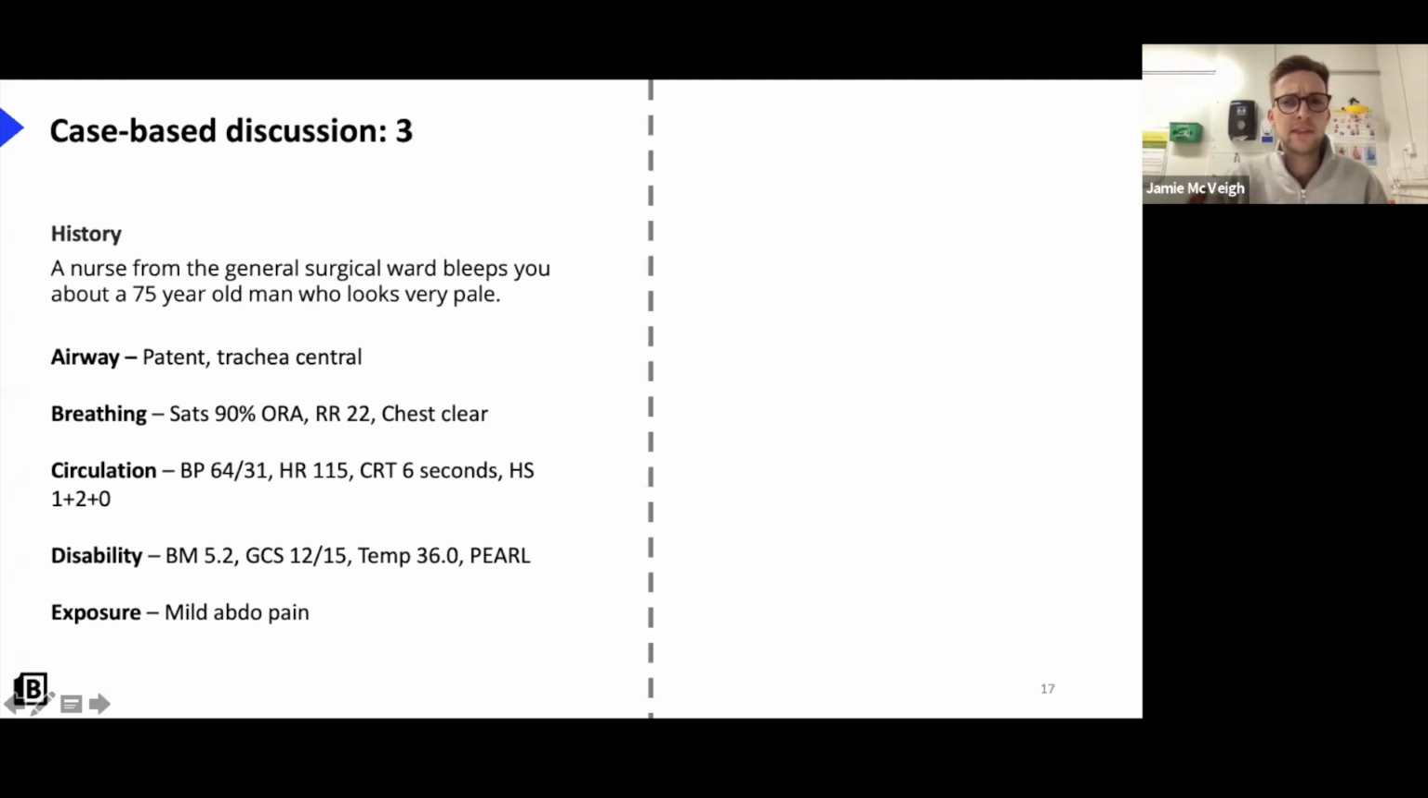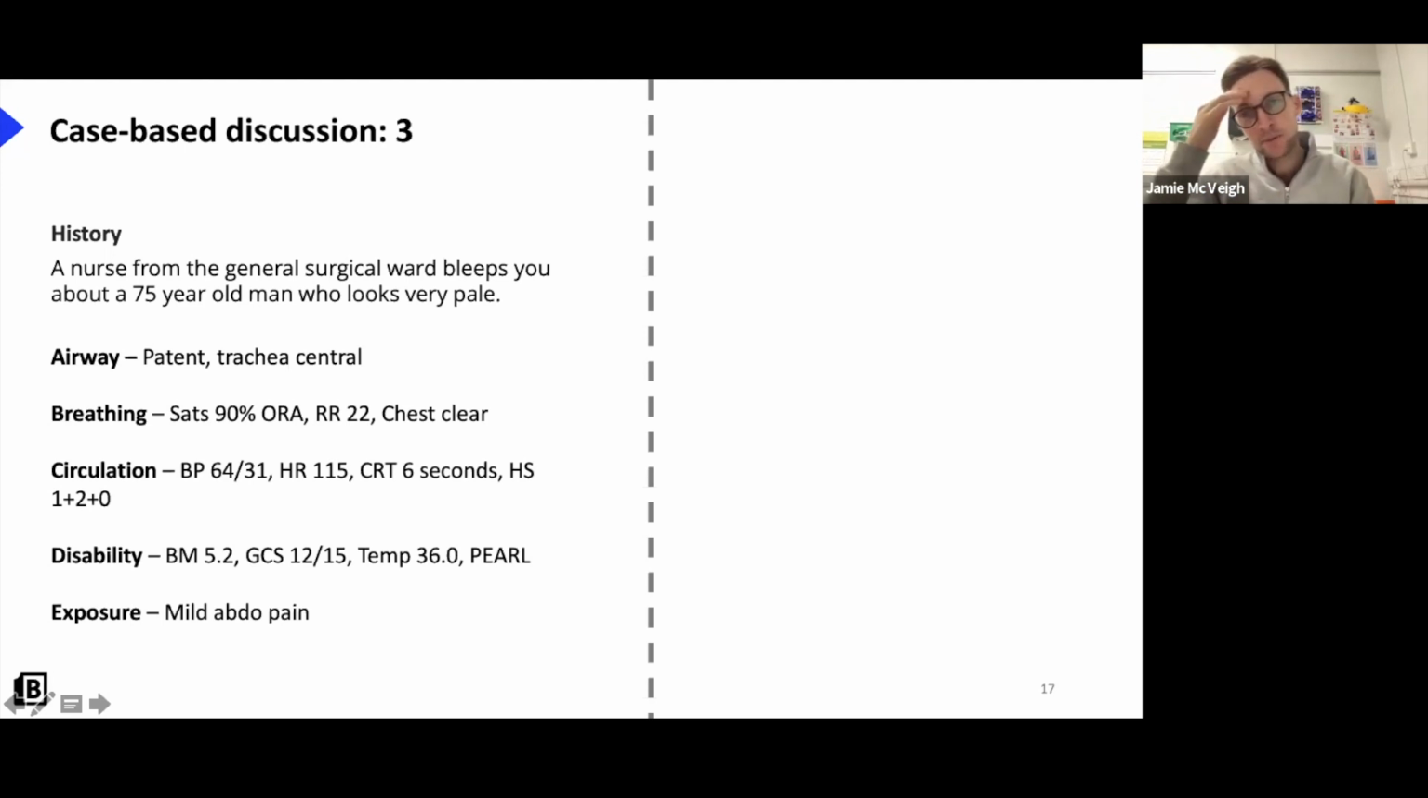Circulation from the end of the bed. This guy looks pale. He looks white, and he looks uncomfortable and in a bit of discomfort. Cap refill time is 6 seconds. You get the obs. They finally get a blood pressure at 64 systolic. Okay, and the heart sounds are present.